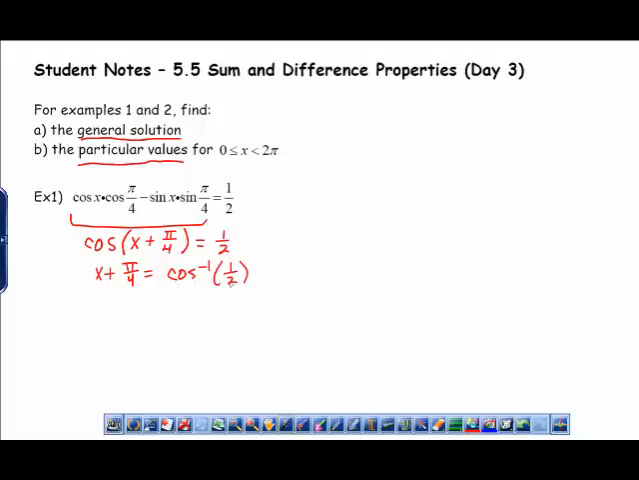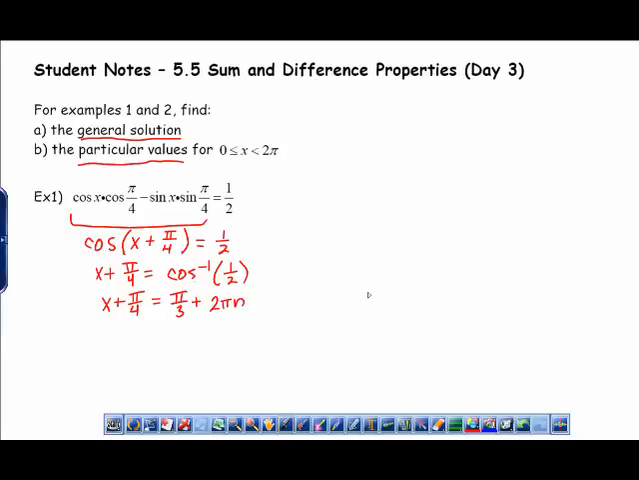Now this is a principal value situation going back to the last unit. And what is arc cosine of 1/2? Give you just a few seconds to think about that. Okay, that's going to be 60 degrees or pi over 3. And since we're doing general solutions, I'm going to go ahead and write plus 2 pi n.